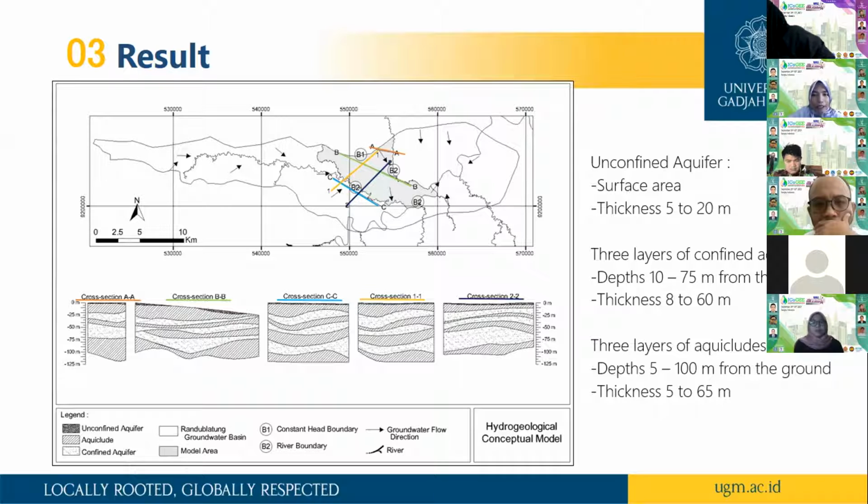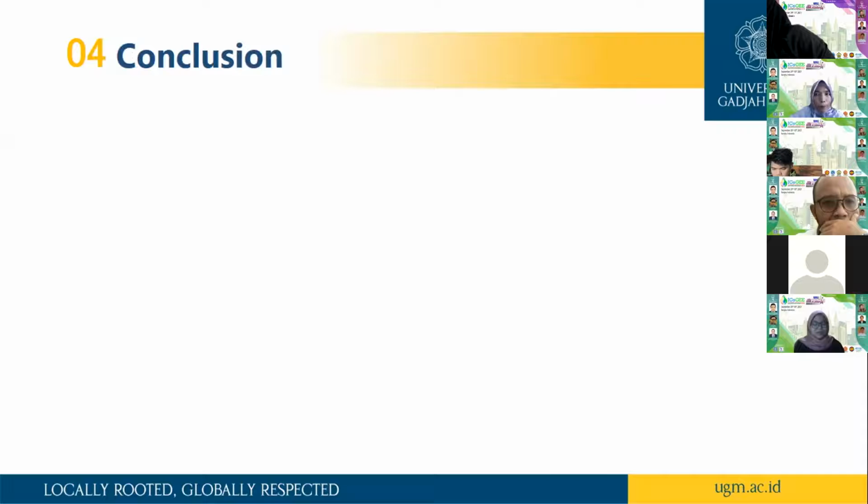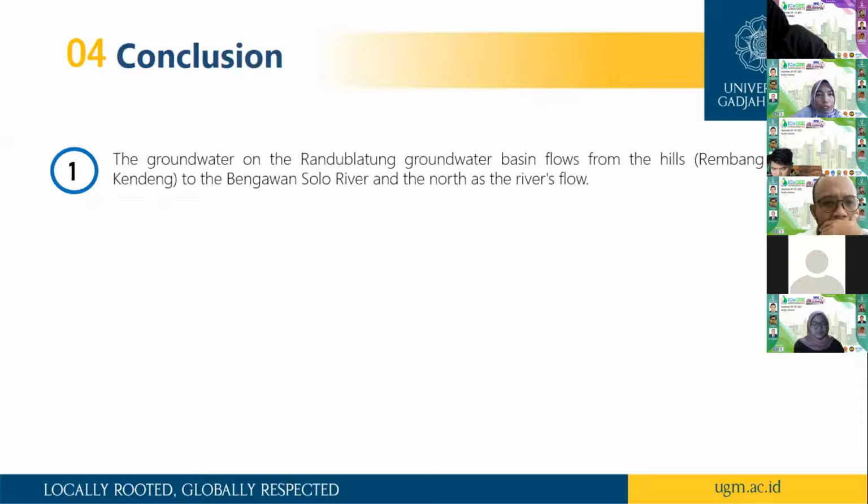And then the 3-layer of aquifer with depth from 5 to 100 meters from the ground, with thickness varies from 5 to 65 meters. And the conclusion, the first one is background water on the groundwater basin flow from the hill Rembang and Kendang to the Bengawan Solo River and the north as the Flow River.